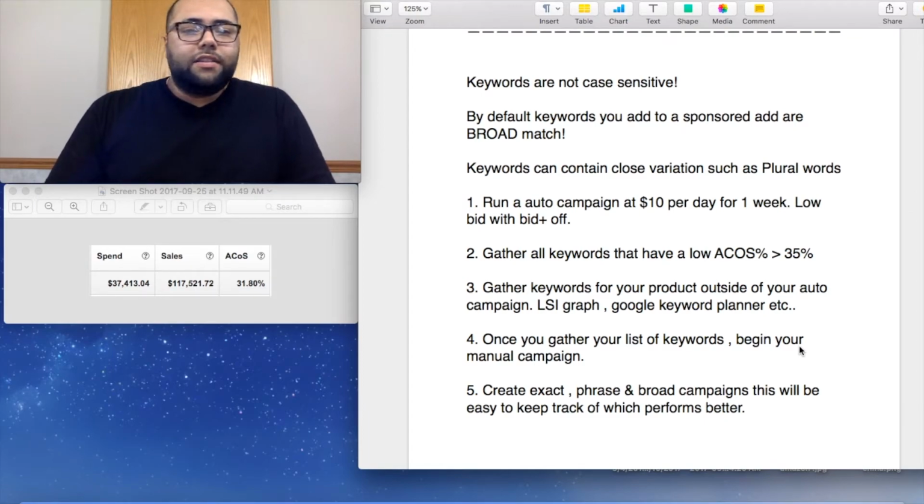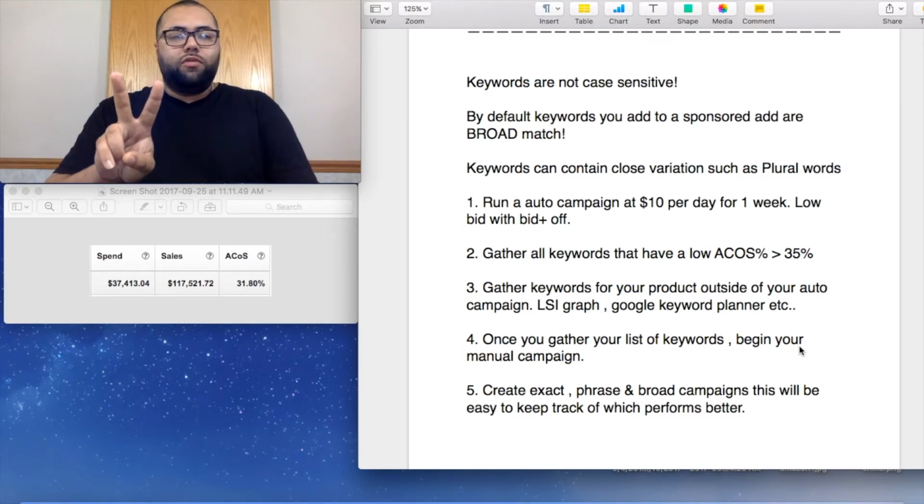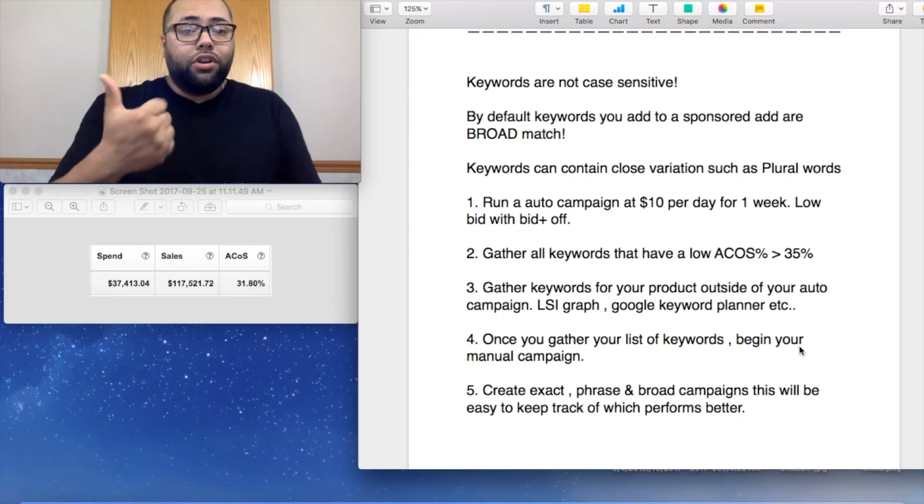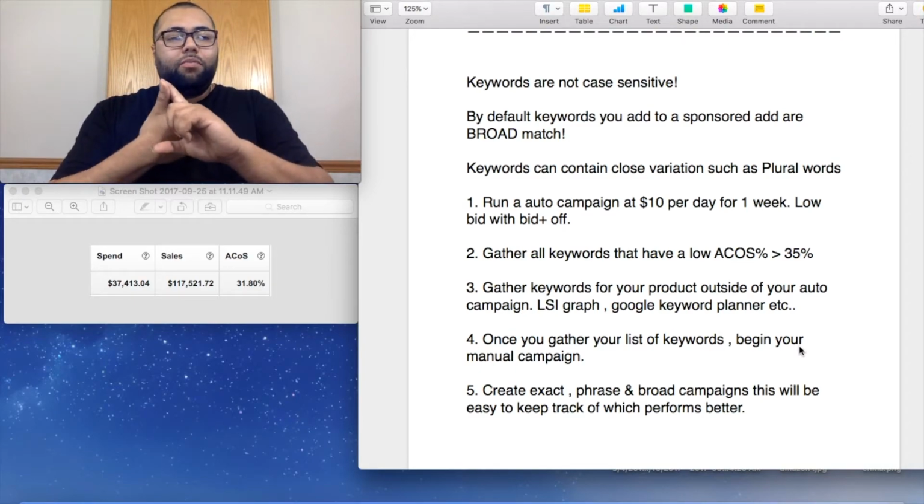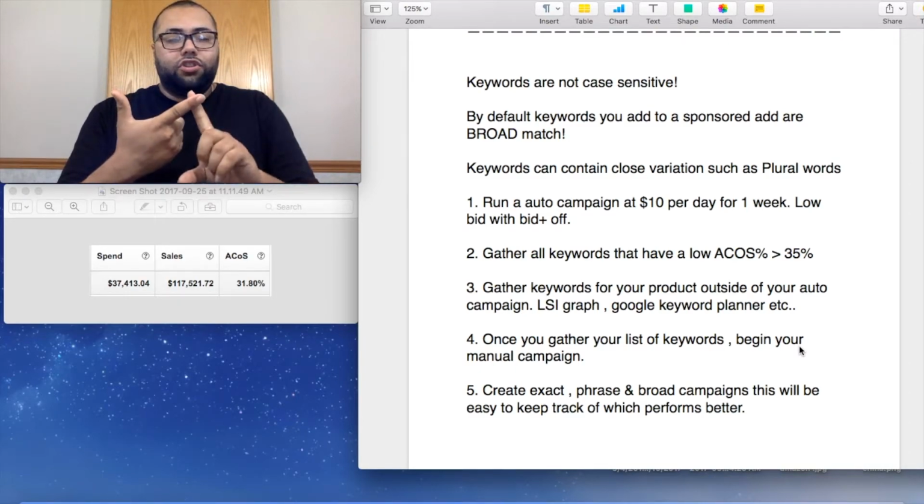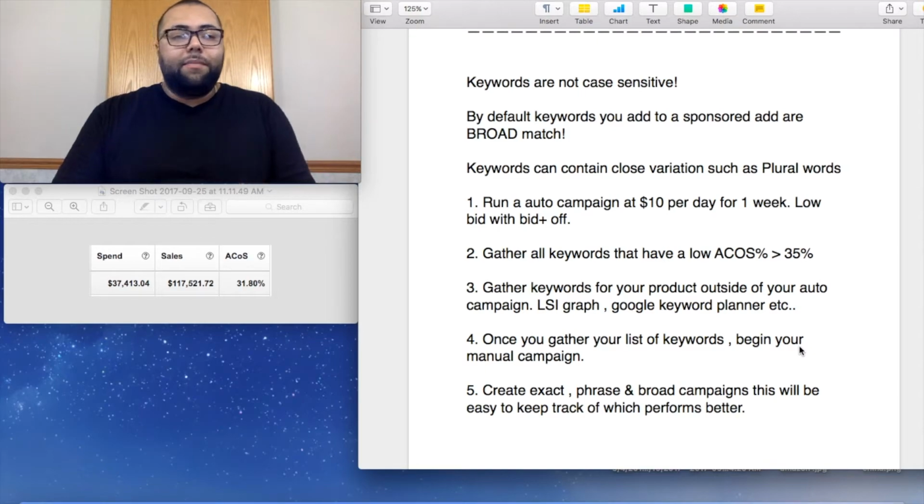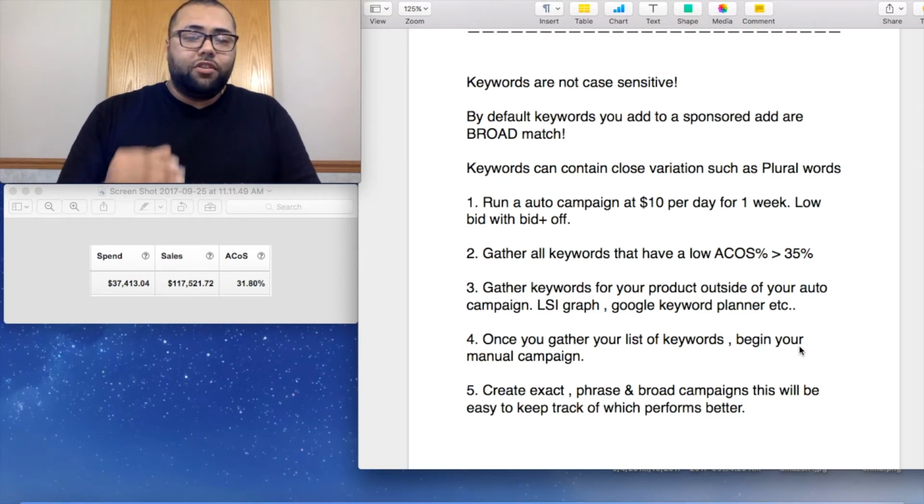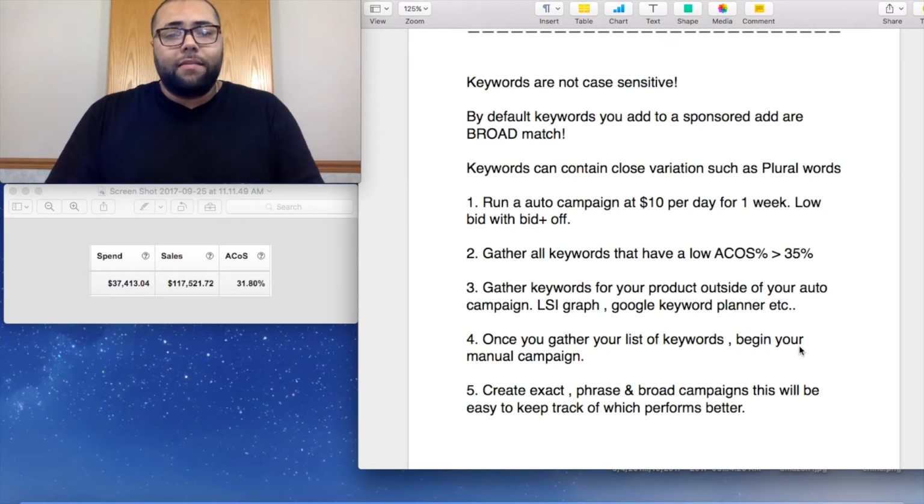Keywords are not case sensitive. We hit on that. It doesn't matter if you have an uppercase beginning, or maybe it's a two-word phrase like boys' shoes. It doesn't matter if the B for boys is capital or the S for shoes is capital, or if they type boys in capital and shoes in lowercase. It does not matter what variation they type in on the platform. The algorithm already accounts for that, and you will still be displayed and still gain impressions.